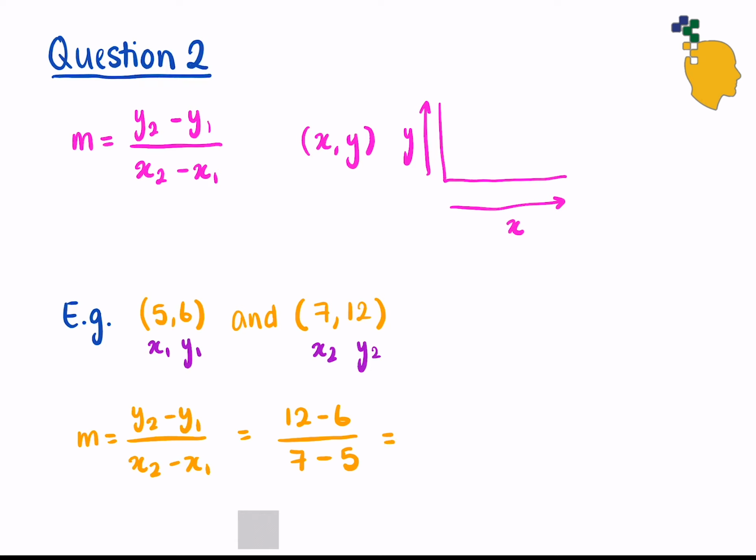Now we're just going to solve it. 12 take away 6 is 6, 7 take away 5 is 2. So we have 6 over 2. Now we've got to simplify that. 6 divided by 2 is 3. So now the answer is m equals 3, and that is your gradient.